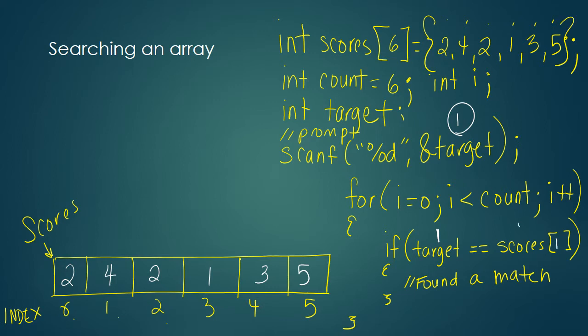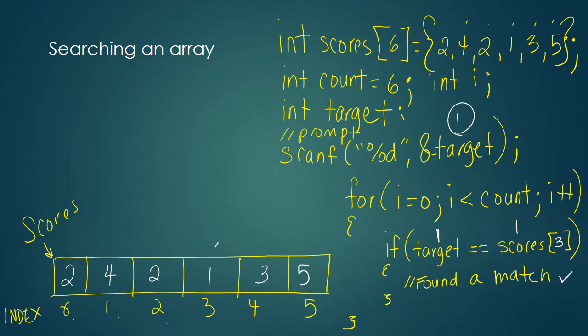Scores at index 1 is a 4. Does 1 equal 4? No, it does not. So now we're going to change this to scores at index 2, which is a 2. Does 1 equal 2? No, it does not. We would change this then to scores at index 3, which is a 1. Does 1 equal 1? Yes, it does. So that means that we have found a match.